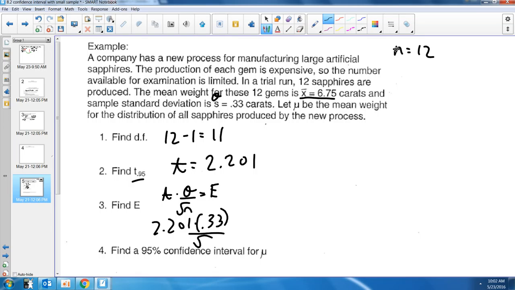now be careful on this one. This is the other possibility of mistake. One possibility of mistake was not subtracting 1 to find your degrees of freedom. The other possibility of mistake is this is over the square root of n. It's the original n that I'm using, so it should be over 12, square root of 12. So that is going to tell me that I'm going to get 0.21.